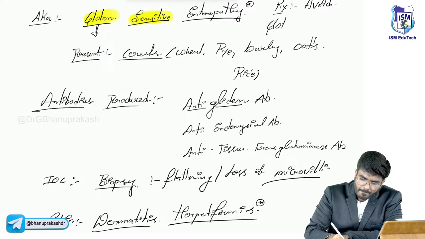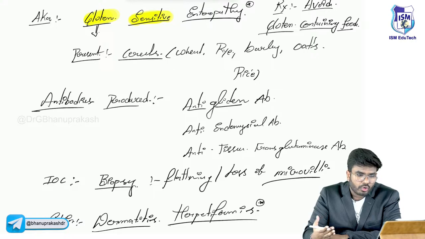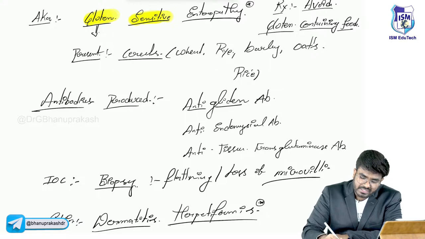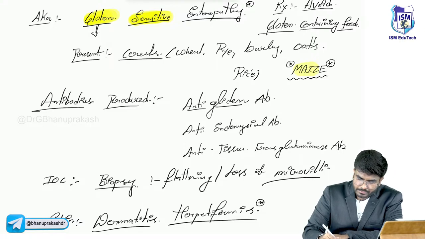Avoid gluten containing foods. Simple. So they should not take wheat, rice, barley, oats. But in one of the PG exam questions, this question was asked: what's the better alternative? Which cereal can they take? They should not take wheat, rice, barley, oats, but they can take maize. They can replace their diet with maize. Maize does not contain gluten, so maize is the best alternative.